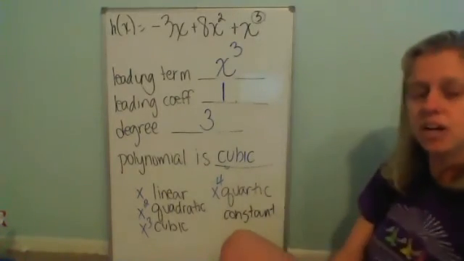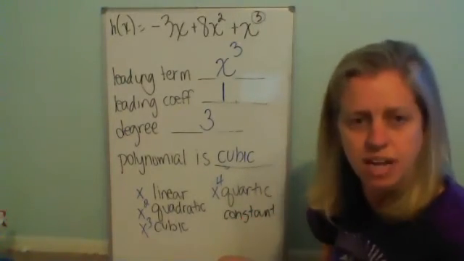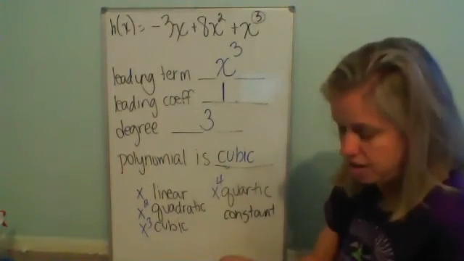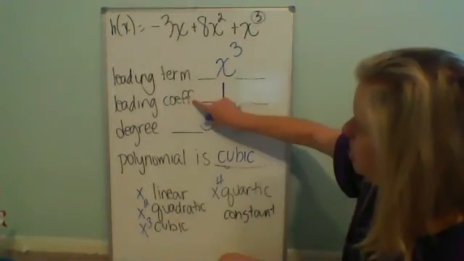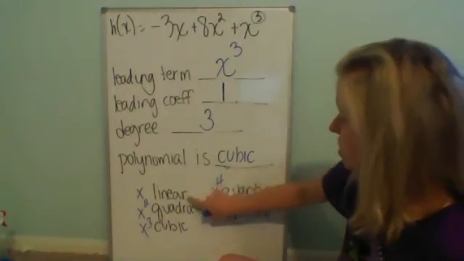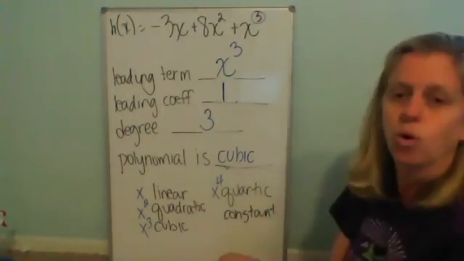I'm not going to work all of them because it just gets really redundant, but those are the only ones that you are going to see like that. The only thing you're going to have to do is figure out the leading term, the leading coefficient, the degree, and then classify it if it's linear, quadratic, cubic, or quartic.